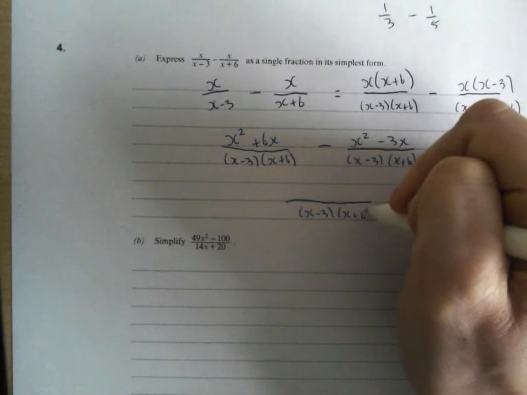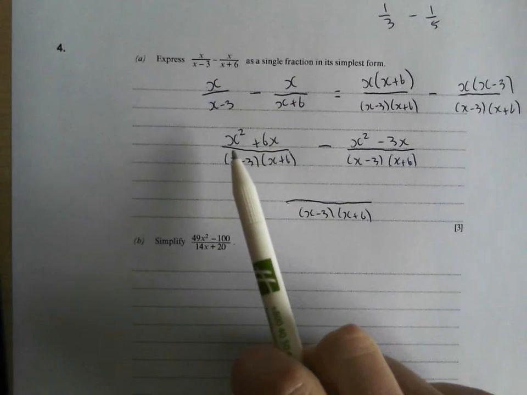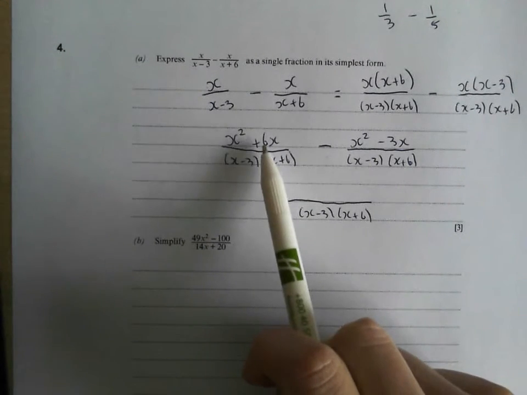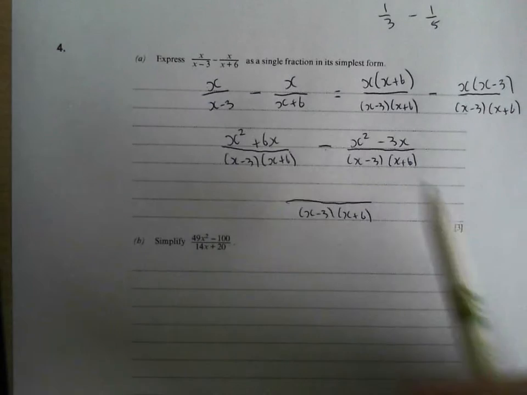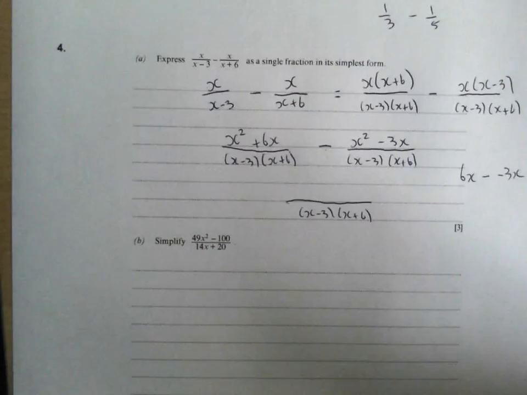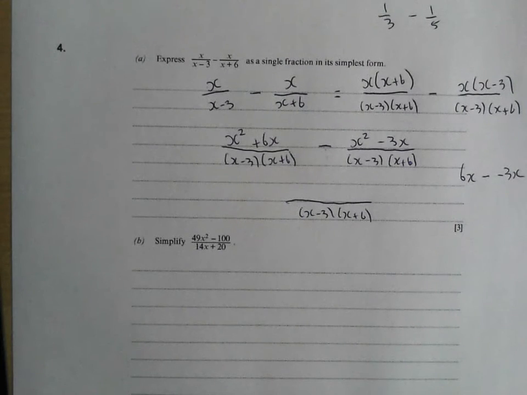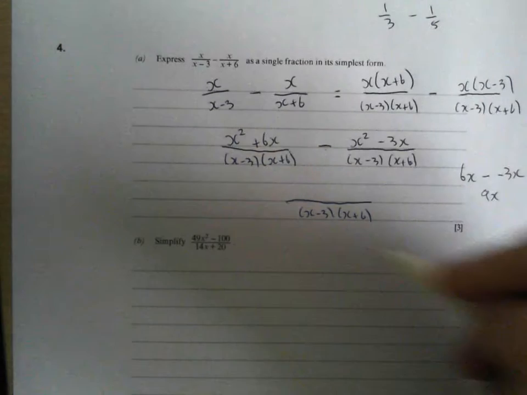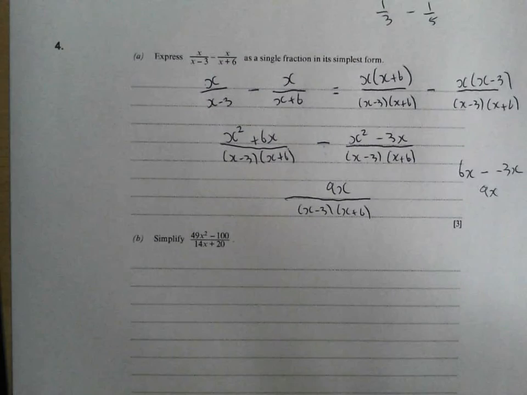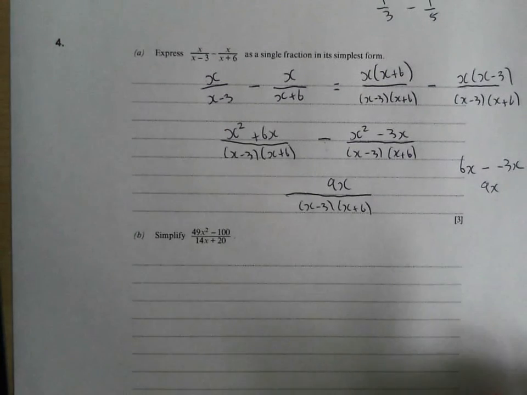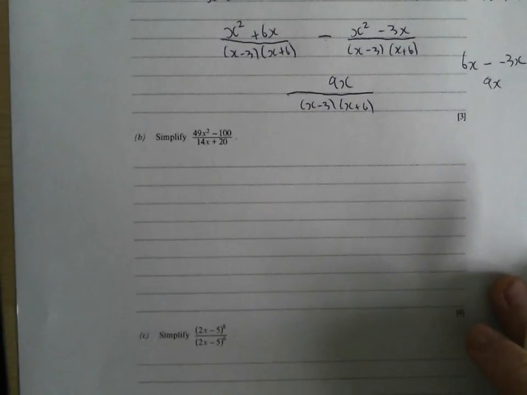And then just be very careful with this. Are you ready? x squared take x squared, gone. 6x take minus 3x. That's going to be the same as 6x plus 3x, which is going to give you positive 9x. And that, I reckon, is about as simple as you can write this fraction. Don't start trying to divide by x's or anything like that. Leave it like that.